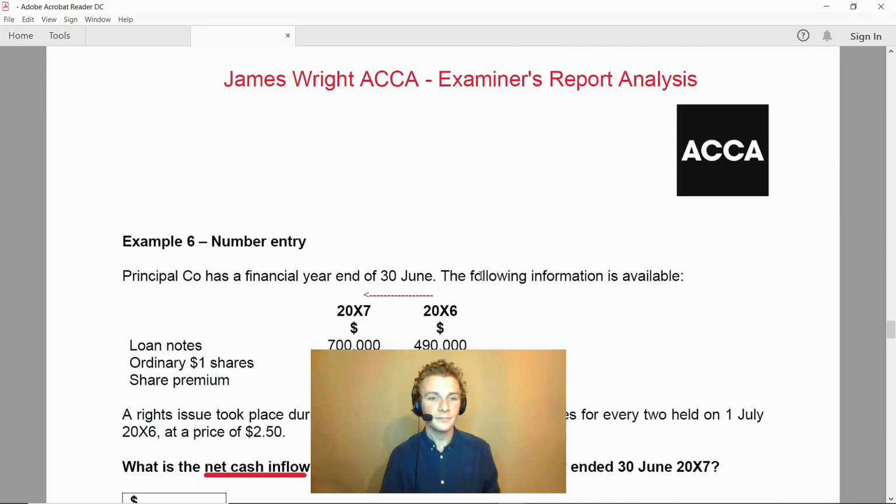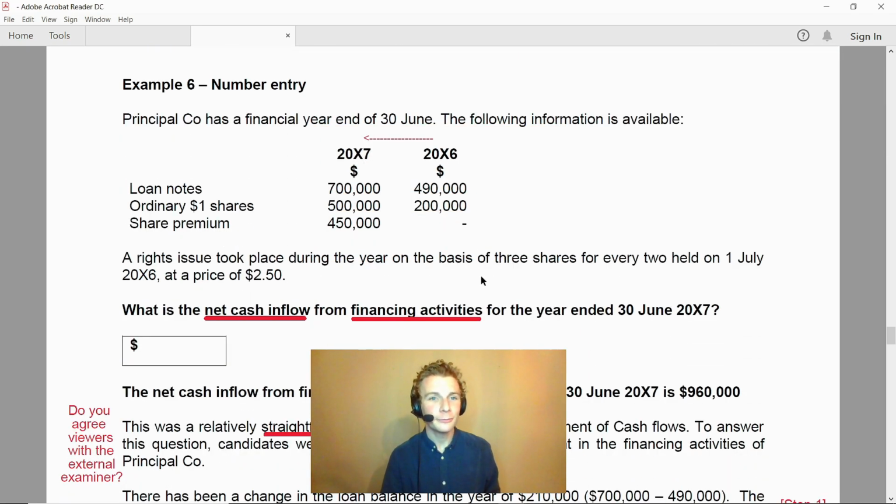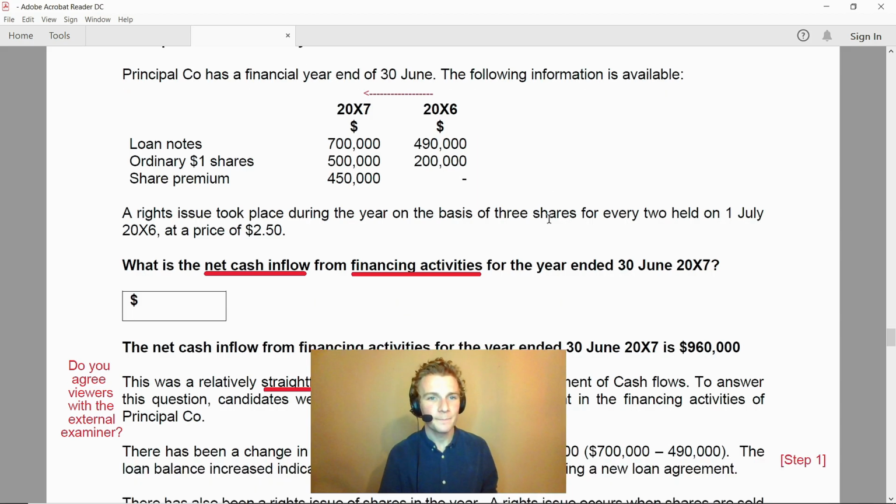Okay? So coming on to example 6 now, we've got a number entry on here. Principal Co has a financial year end of the 30th of June, and we've got 2006 to 2007. So again, pop that arrow on there because we've got to focus on the current year and the prior year, so we don't get these mixed up. I'm thinking we've got loans, ordinary shares, so capital structure, all on the balance sheet. And we're going on to the requirement, as you can see on here.